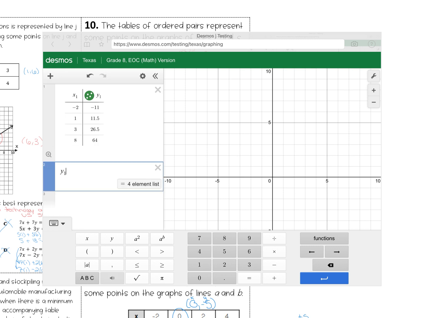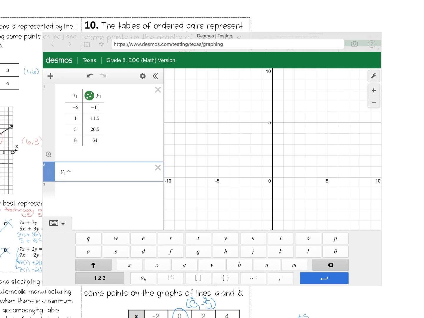Y1, squiggly, it's called a tilde, M, X, oops. Okay, sorry, my whole screen froze. I'm going to try that one more time. So I'm going to do this Y1 tilde M X 1 plus B.